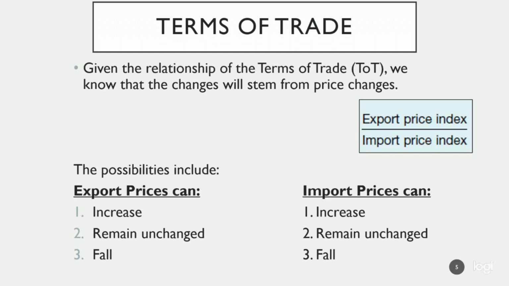Now multiple effects can occur at the same time as well. For example, export prices might increase while import prices also increase. Export prices might decrease while import prices increase. However, since we're dealing with relative prices, we need to evaluate how the prices change against one another.